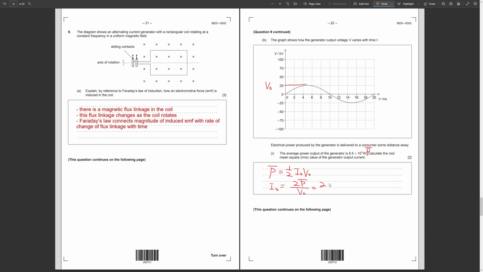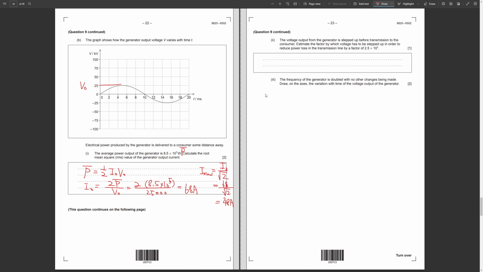It is 2 times the average power over the peak voltage. So it is 2 times 8.5 times 10 to the power of 5 divided by 25,000. It is 68 ampere. And getting root mean square current from the peak current is making a division by root 2. So it is 68 divided by root 2. It gives you 48 ampere.